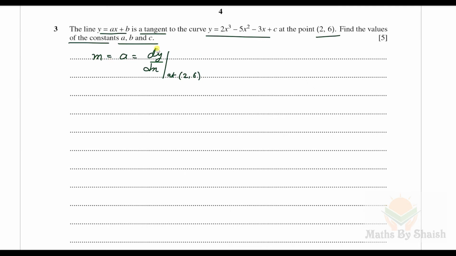So we know a is the gradient of this line, and the gradient of the curve at this point we will find by dy over dx. So let's find dy over dx. dy over dx is equal to 6x square minus 10x minus 3. So this is the dy over dx, and at 2 comma 6, dy over dx becomes 2.